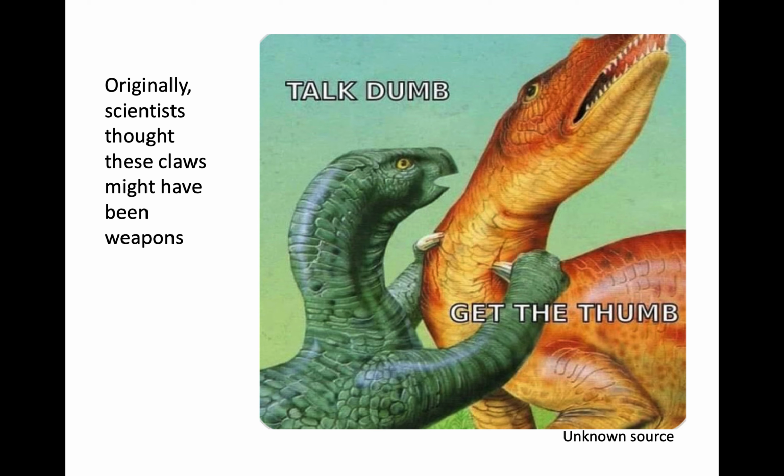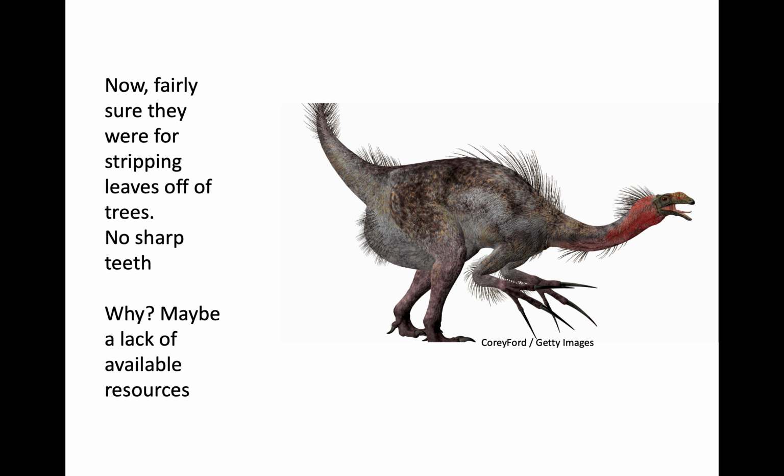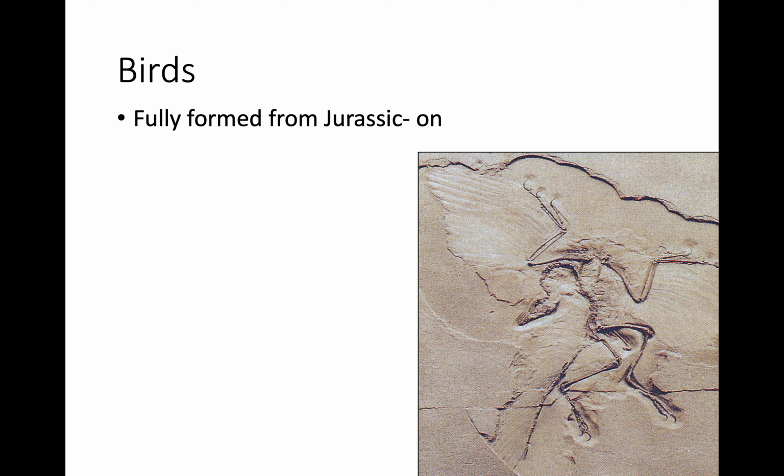We thought that they were weapons, but scientists have lately reversed that idea, and they think that they were for stripping leaves off of the trees. They also have no sharp teeth. So this could have been an example of a lack of available resources, forcing them to kind of go into the plant-eating world.